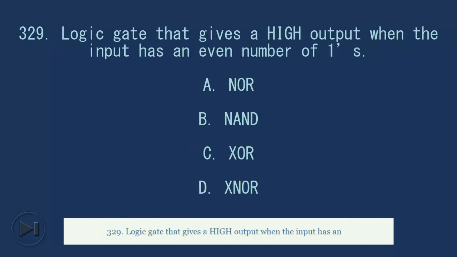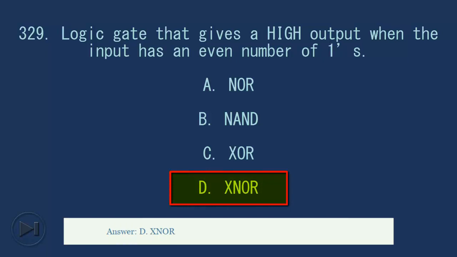329. Logic gate that gives a high output when the input has an even number of 1s. A. NOR. B. NAND. C. XOR. D. XNOR. Answer, D. XNOR.